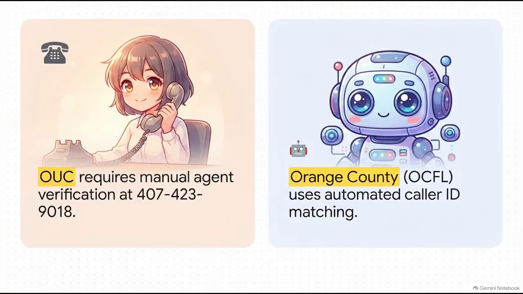Now, if you're more of a phone person, you can call them directly at 407-423-9018. Just a quick heads up, unlike neighboring systems like Orange County, which uses a cool automated database to match your incoming caller ID straight to your account, OUC currently requires you to actually speak to a live human agent to manually verify your identity over the phone.